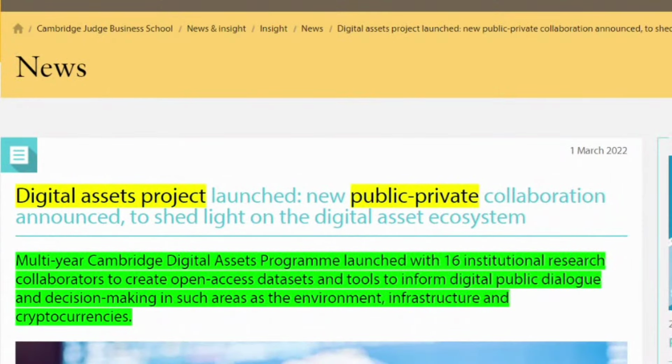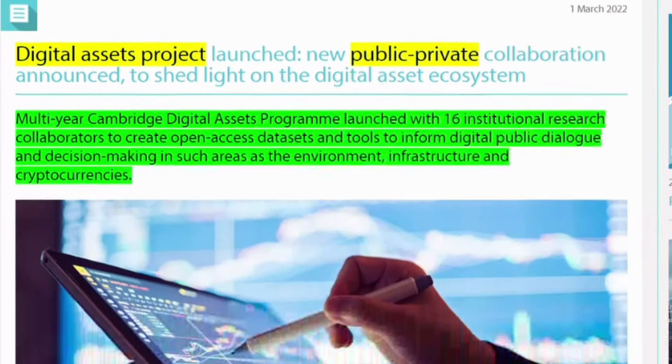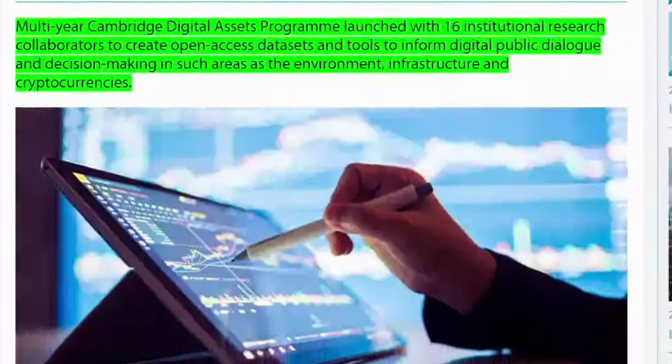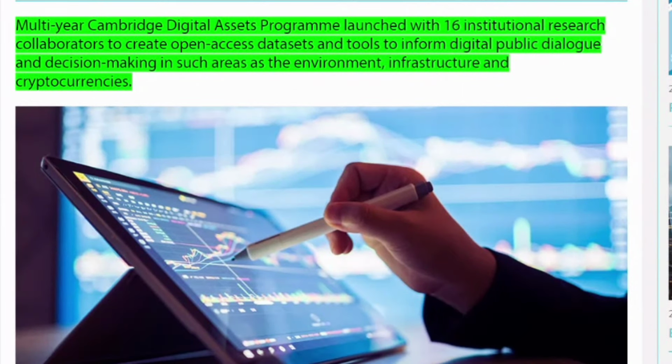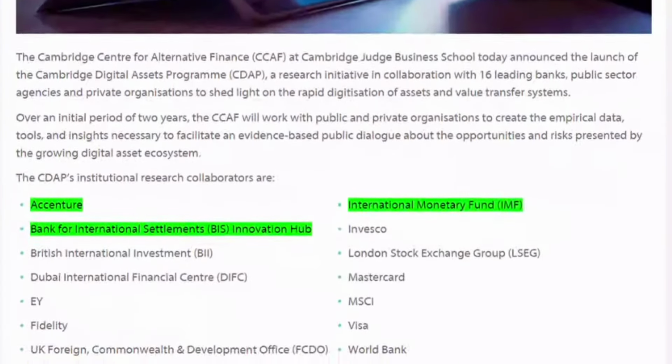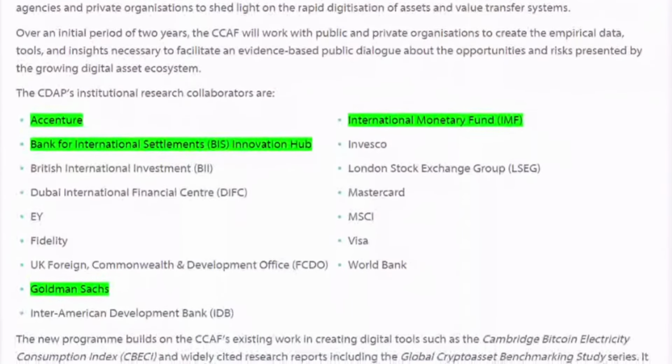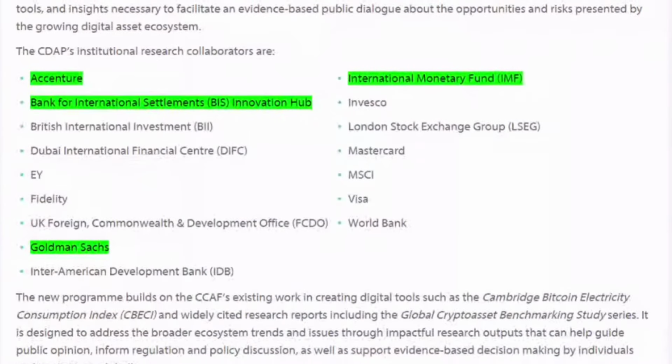Now, Cambridge is also a place you want to keep your eye on in this transition. Published on March 1st, a new digital asset program with 16 institutional collaborators. Of course, we won't go through the whole list, but I have highlighted the most important names for you. Again, Accenture, the IMF, Bank for International Settlements, Goldman Sachs, among others.